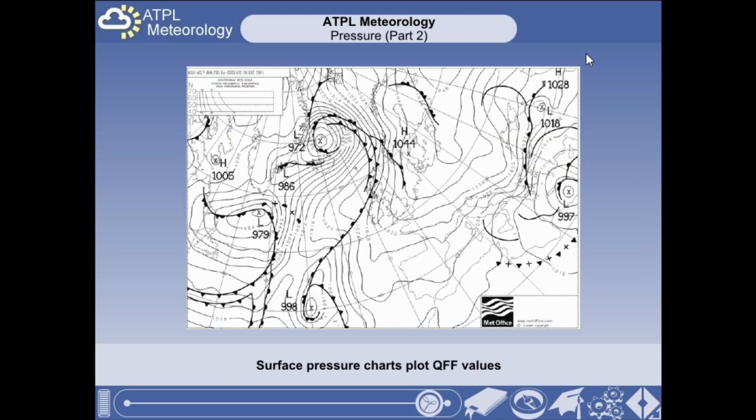How are these values used, though? Well, firstly, they are plotted on charts, and then lines are drawn, joining places of equal values. These lines, as we already know, are called isobars. Isobars on surface weather charts are therefore derived from QFF values. These surface pressure charts are commonly seen in weather broadcasting and weather briefing information.